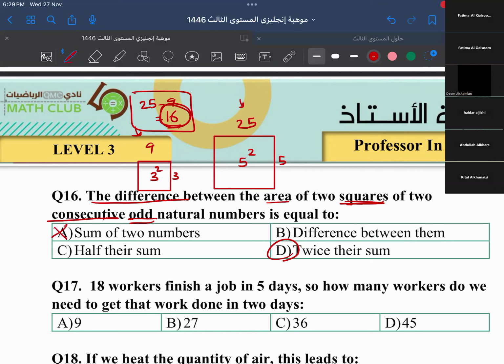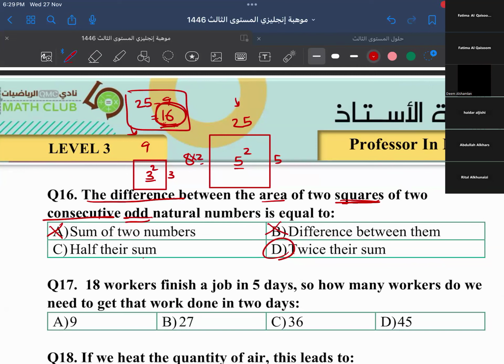We remove it. The difference between the original numbers equals the difference between the squares. So 5 minus 3 does not equal 16. So this one is wrong. And here we have half their sum. So when I add them together, 3 plus 5 equals 8, and half of it is 4. So 4 does not equal 16. And lastly, we have twice their sum, meaning that I'm going to add the original numbers, which is going to be 8. And twice this number is 16, so D is going to be the right answer.